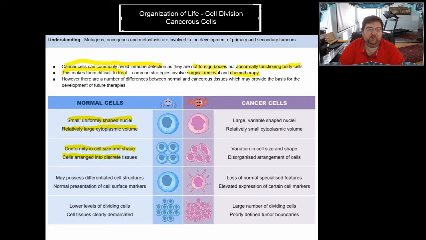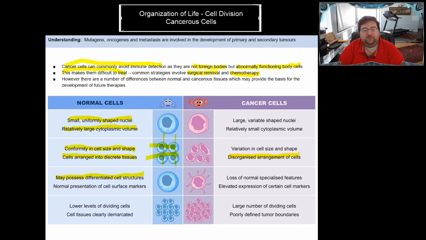Normal cells are also going to be arranged in discrete tissues. So you'll have some cell types that only belong in certain tissues. In cancerous cells, they're not very organized, right? They're disorganized in terms of their arrangement. They're not going to be uniformly forming a line like these are. They're going to be kind of all over the place.